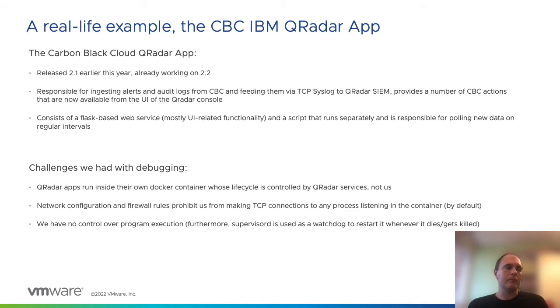Our app consists of two parts. First is a Flask-based application. It is a web service which provides most of our UI functionality. Together with the Flask application, we also have a separate script which continuously runs and pulls the Carbon Black Cloud backend for new alerts, for new audit logs, and once gathered, it does some data modifications and then sends them to Curator via syslog.